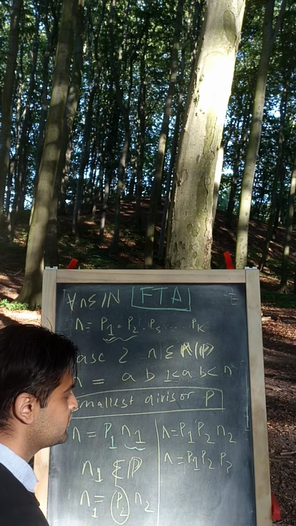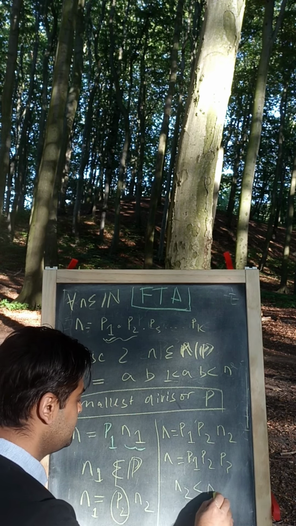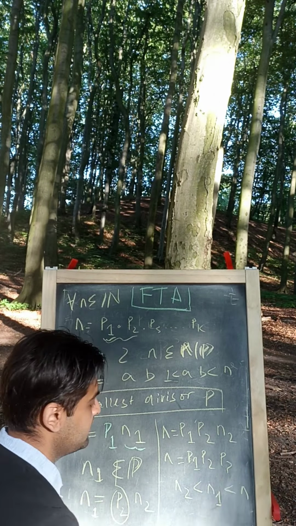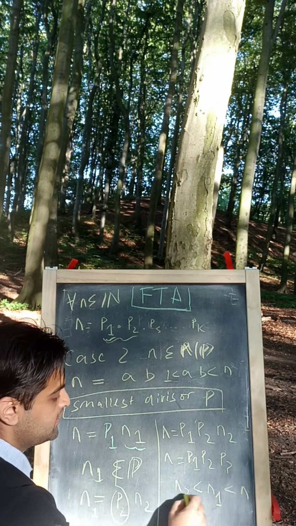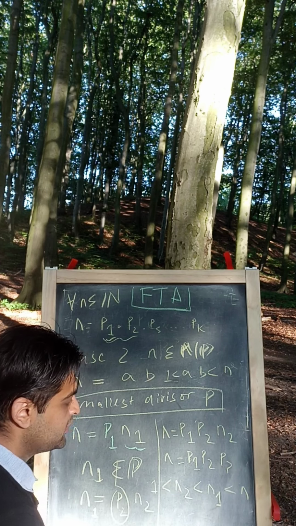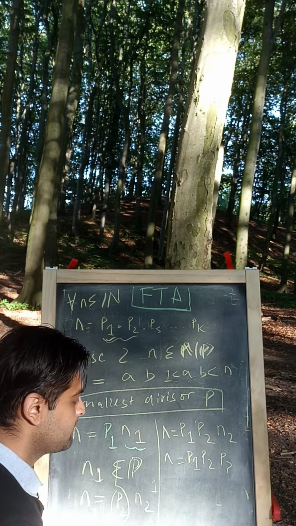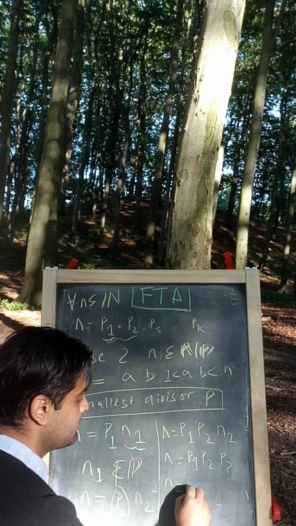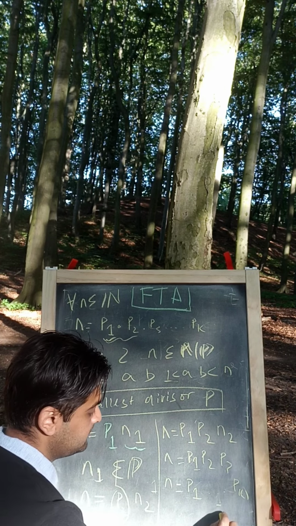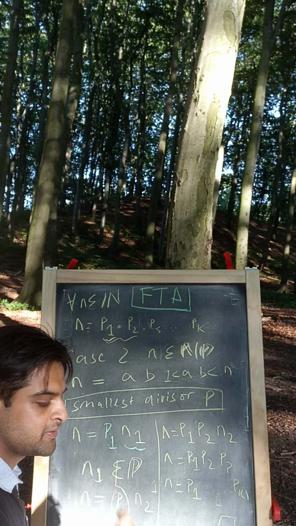Eventually this process is going to terminate because we have that n2 is less than n1, which is less than n. And we know that this sequence of numbers is bounded between 1 and n, so eventually it will terminate, and we will find a representation of n in the form as desired. Now we need to show that this representation is in fact unique.